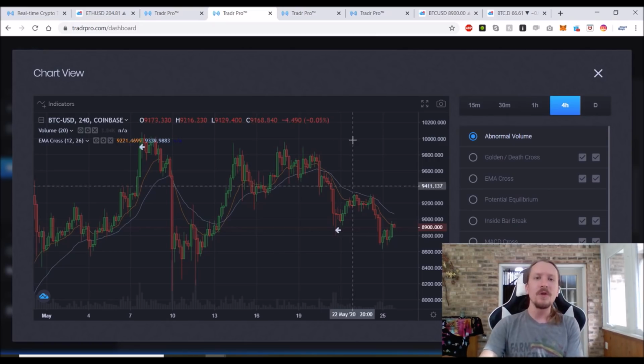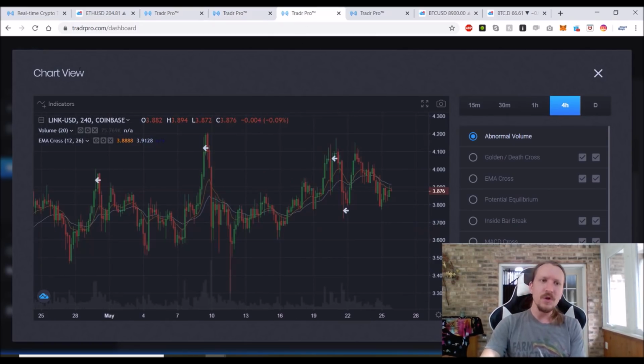Let's now take one more look at Link. So Link USD on the 4-hour time frame, these are examples of the abnormal volume that fired off. So again, the climax is hitting the tops.